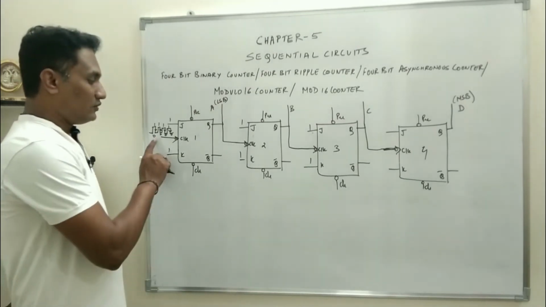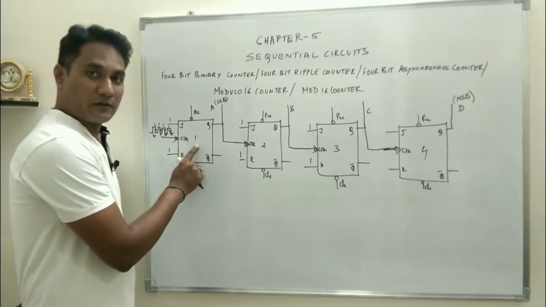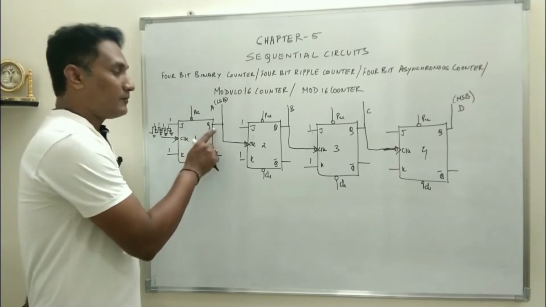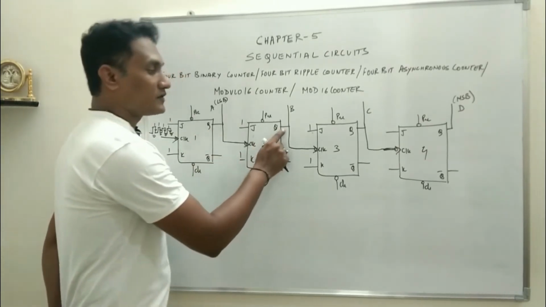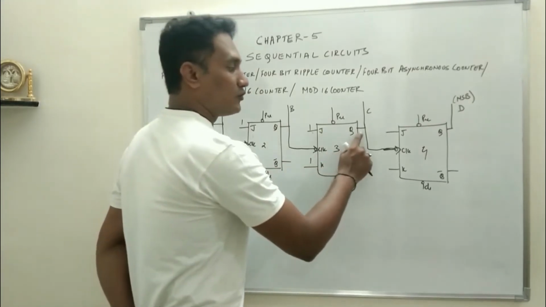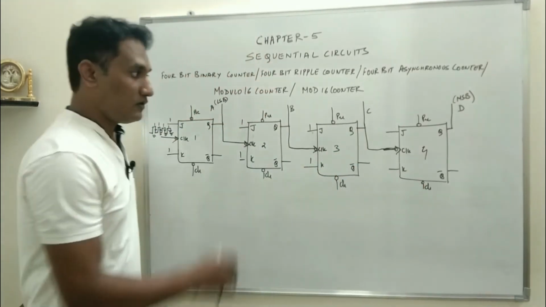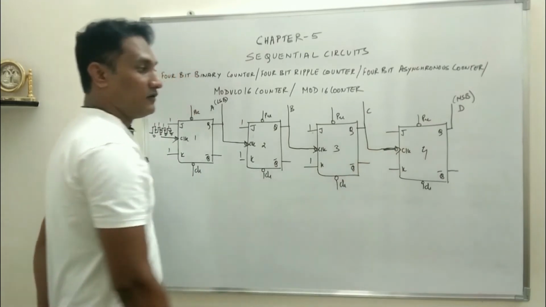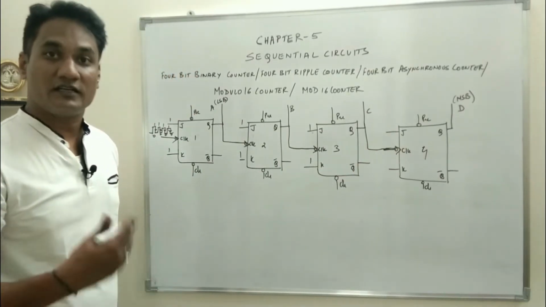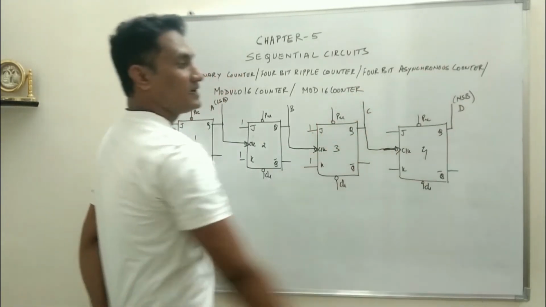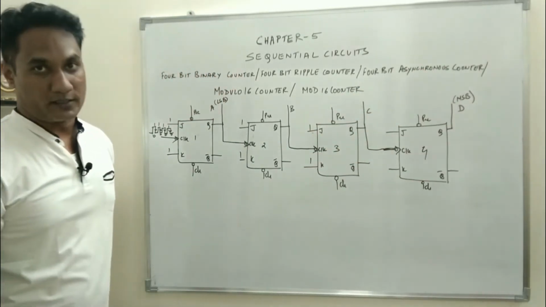That means when you give a clock pulse, the first flip-flop will change its output. Depending upon the change in the output, the second flip-flop will be triggered. Change in the output of the second will trigger the third. Change in the output of the third will trigger the fourth. So all the flip-flops are given clock at different intervals of time, and therefore they are changing state at different intervals of time, and therefore they are called an asynchronous counter.